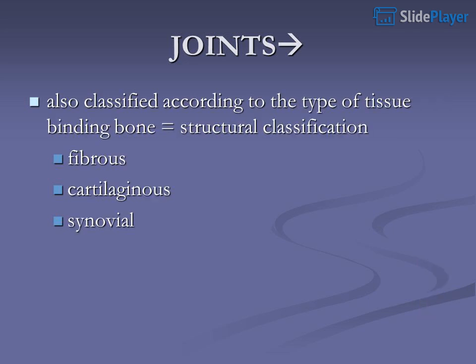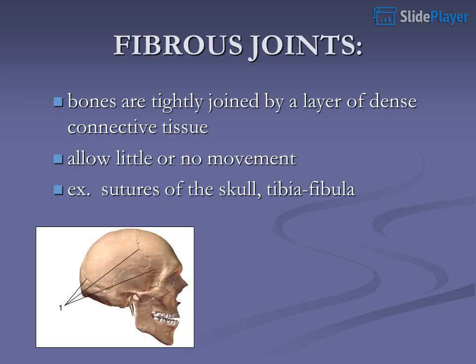Joints are also classified according to the type of tissue binding bone, the structural classification: fibrous, cartilaginous, synovial. Fibrous joints. Bones are tightly joined by a layer of dense connective tissue. Allow little or no movement. Examples: sutures of the skull, tibia and fibula.